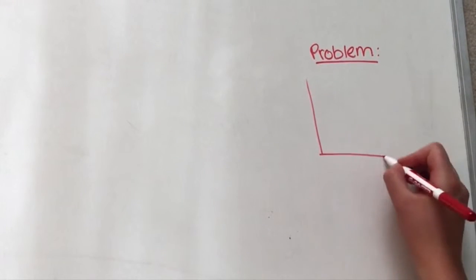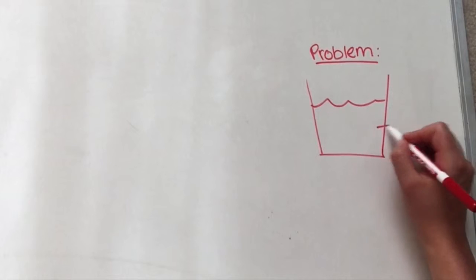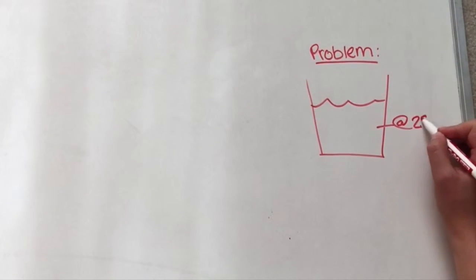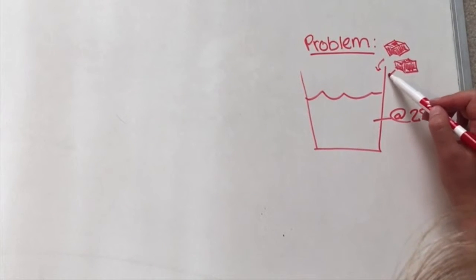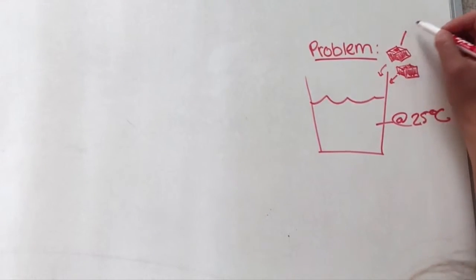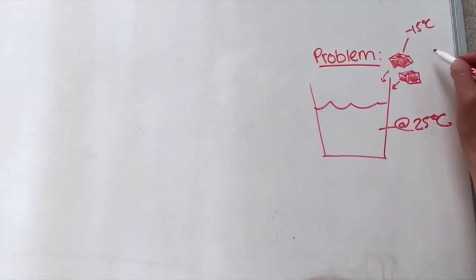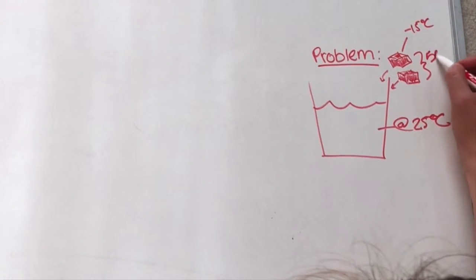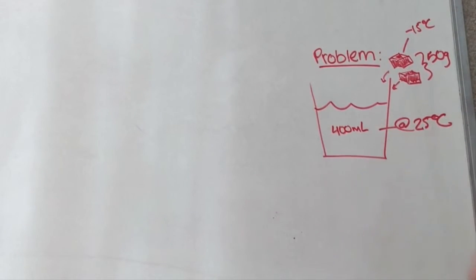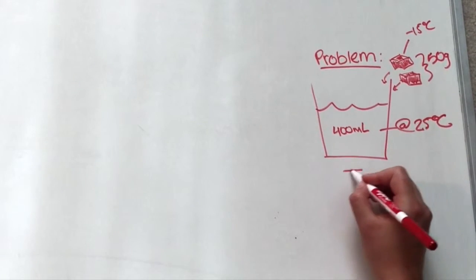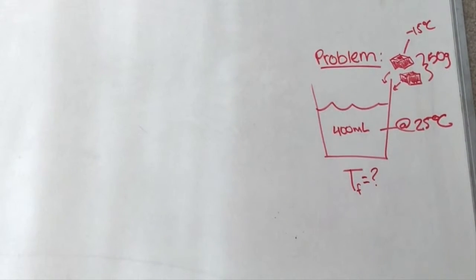Let's say you have a glass filled with water, and we'll say that that water is at room temperature, so at 25 degrees Celsius. Then you add some ice to that water, and we'll say that that ice is at negative 15 degrees Celsius and weighs about 50 grams. And you're adding that to 400 milliliters of water. What we want to find out is the final temperature of the water after we add the ice.